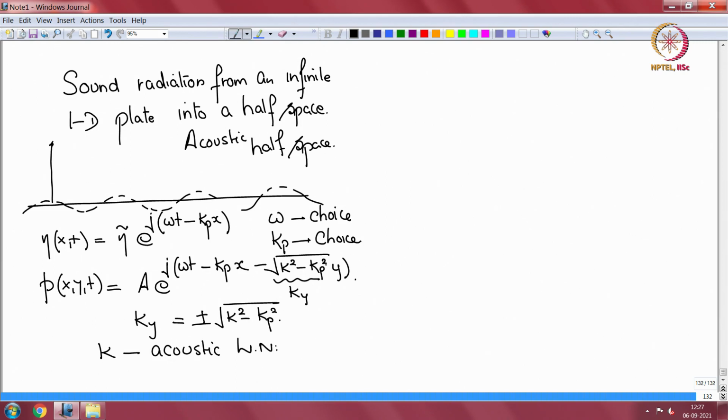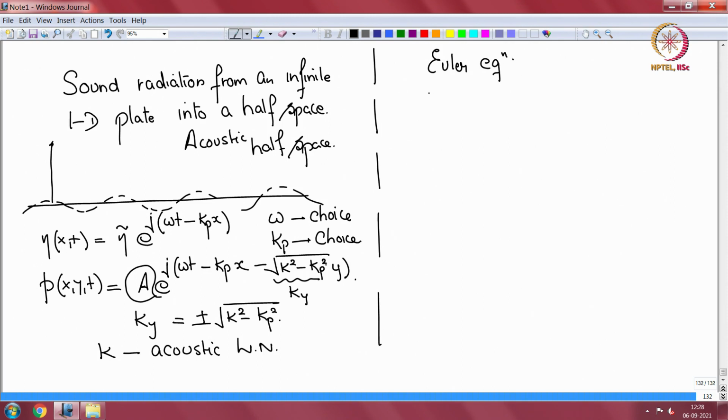Acoustic wave number. Okay, so we'll try to find this A here. That's the idea. Okay, so how to find the A? Now, for harmonic situation, our friend is the Euler equation, which bails us out every time.